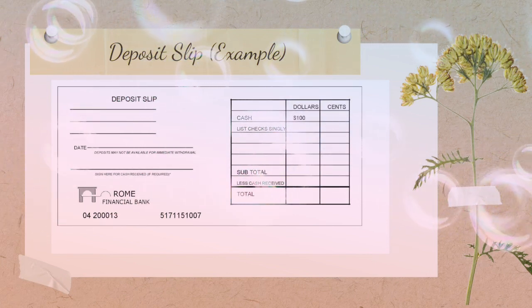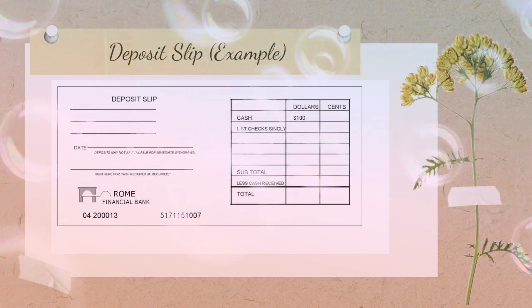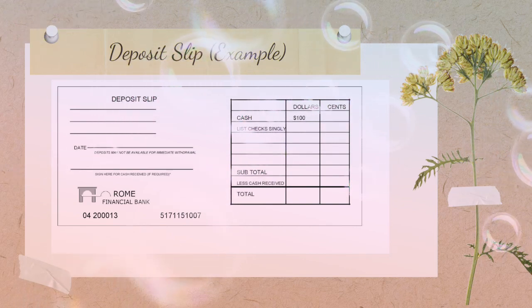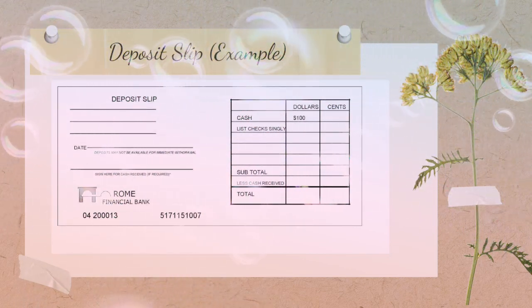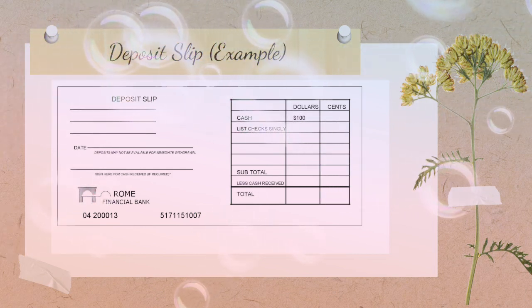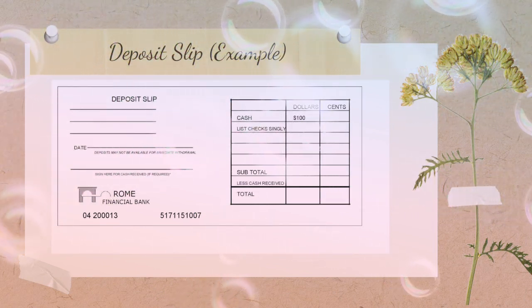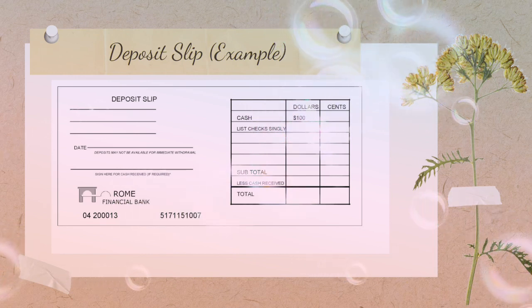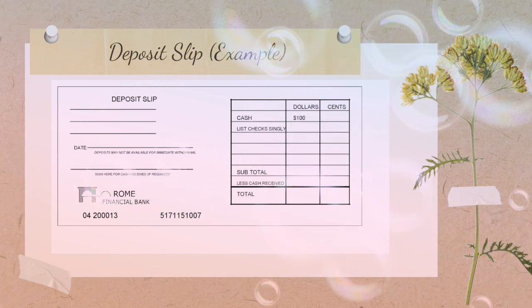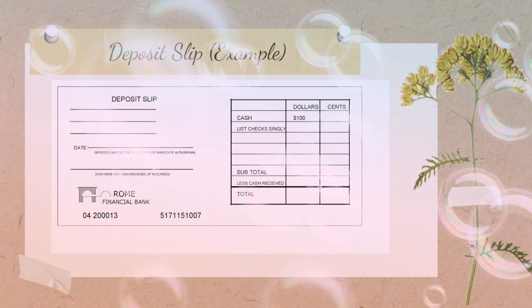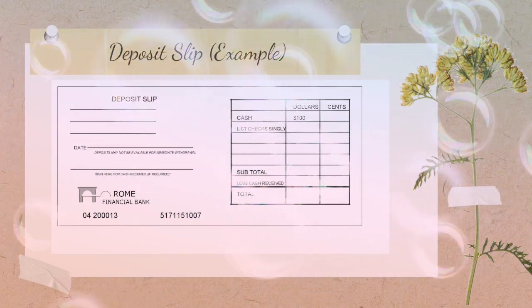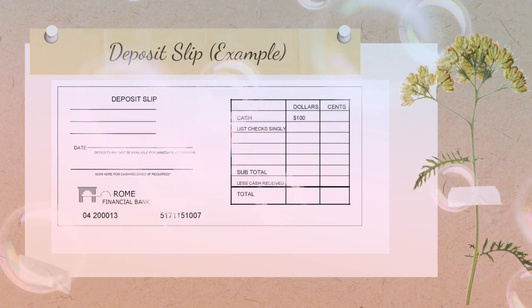Here is the example of deposit slip. Deposit slip is used by depositor as evidence of deposit. This is filled up by the depositor and submitted to the bank's teller for validation. Once validated, a copy is given by the bank teller to the depositor. Again, the copy should be validated. A not validated deposit slip cannot be presented as proof of deposit.